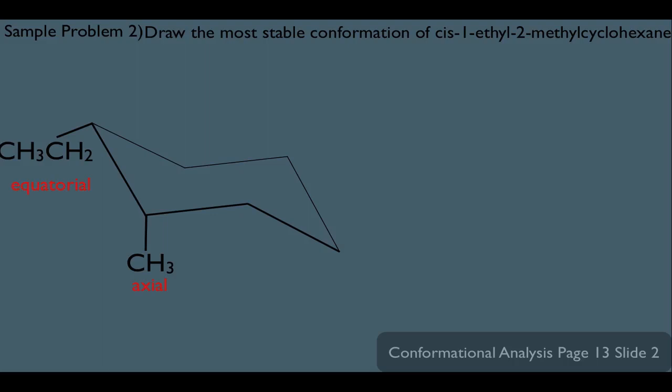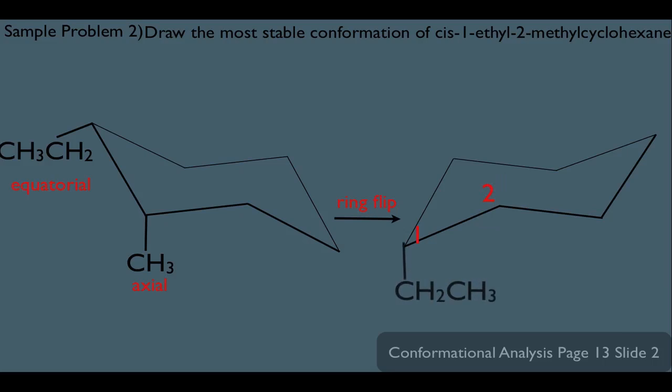Now, to be sure, is this the most stable conformation? Well, remember, this thing could ring flip. And when it does ring flip, all axials become equatorial and vice versa. So the ethyl on carbon 1 will become axial, and the methyl on carbon 2 would become equatorial. So notice, in both ring flip structures, we have at least one substituent in the higher energy axial position.